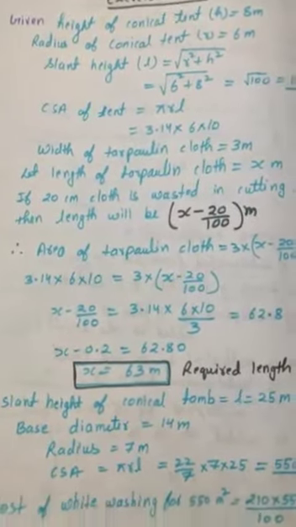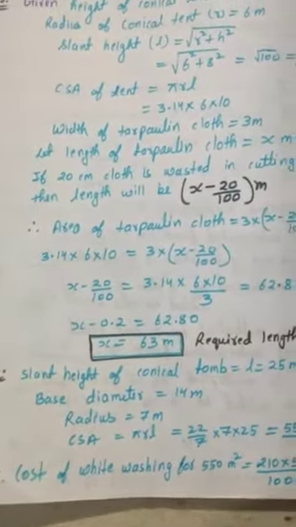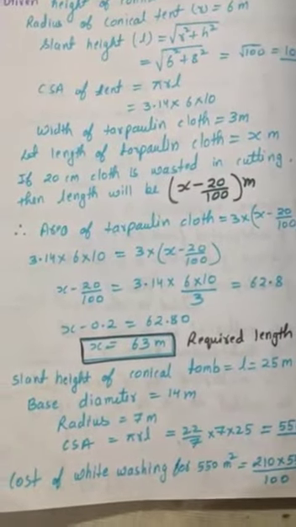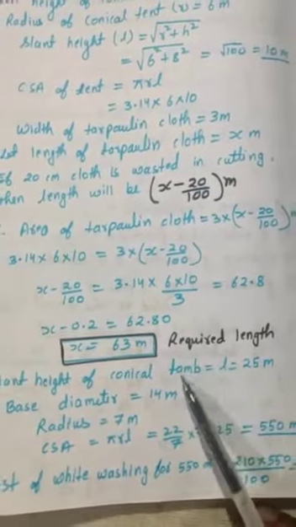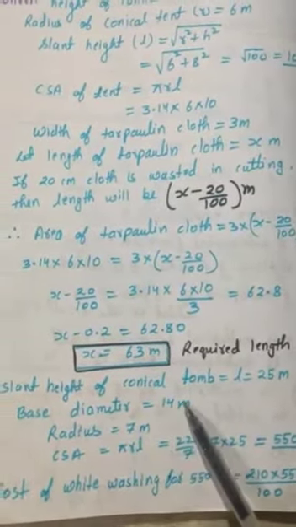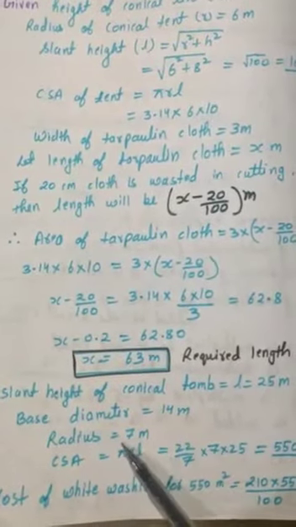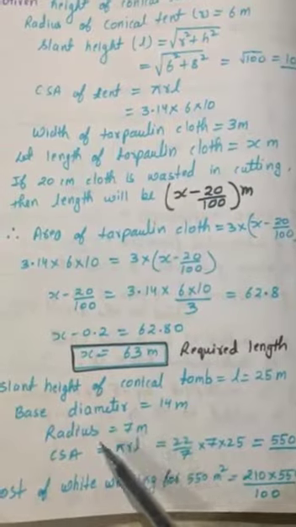So I hope all of you have understood this question. Now we'll see the 6th question, which is very simple: the slant height and base diameter of a conical tomb. It is given that the slant height is 25 meter, the diameter is given as 14 meter, so its radius will be 7 meter. Now you have to find out the cost of whitewashing it.